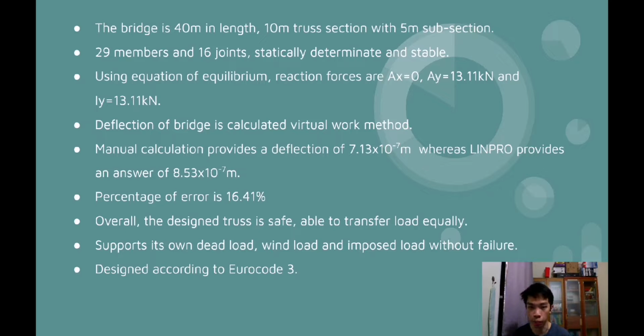Next, we use the virtual work method to determine the deflection of the bridge. Manual calculation provides a deflection of 7.13 times 10 to the power of -7 meter, whereas RIM Pro provides an answer of 8.53 times 10 to the power of -7 meter, which ultimately gives us a percentage error of 16.41%. Overall, the designed truss is safe and is able to transfer load equally. It supports its own dead load, live load and imposed load without failure. And throughout the whole project, we designed the bridge according to Eurocode 3.